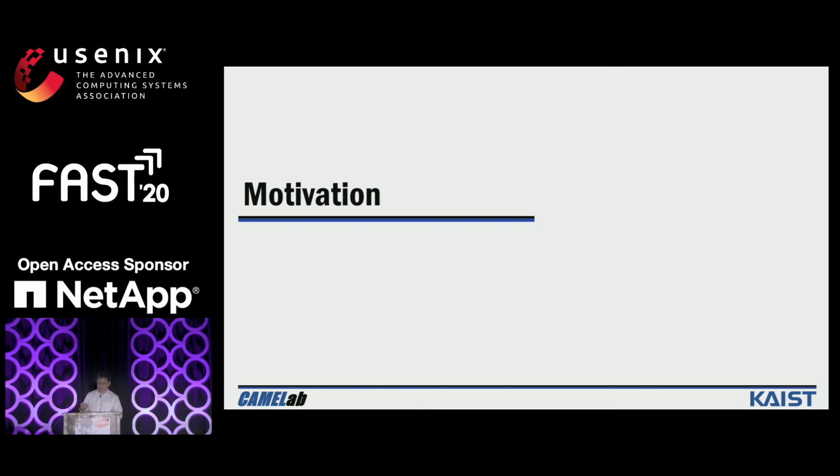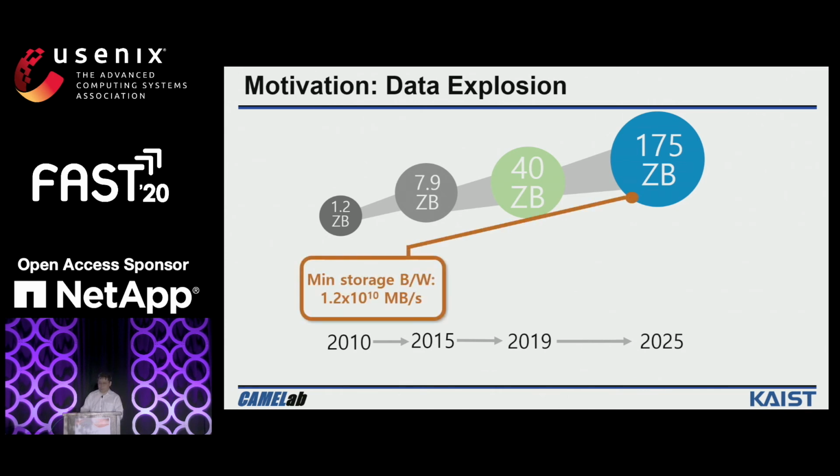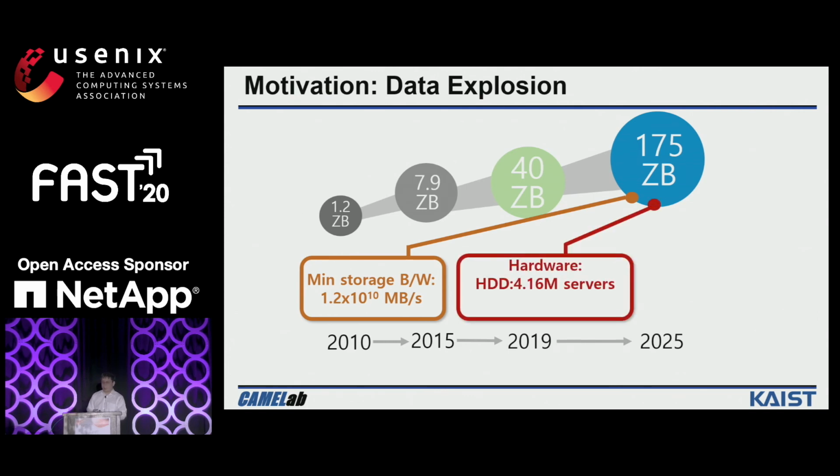I will start the presentation with motivation. We are generating a large amount of data. By the year 2025, the total amount of data will increase to 175 zettabytes. To read the whole data within 1 month, the minimum storage bandwidth should be 1.2 multiplied by 10 to the 10 megabytes per second. If we use hard disks as the storage medium, it requires more than 4 million servers as storage nodes, and this will consume 4.5 multiplied by 10 to the 10 kilowatt hours per year.